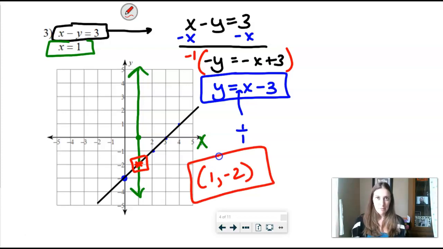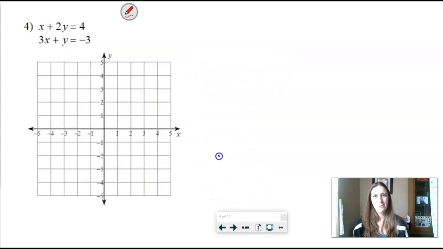Graphing is not fun for me because I can't graph. So if given a choice, I really don't ever graph. That sounds bad. I'm a math teacher. But what I do is graph on the calculator a lot because the calculator's pretty.